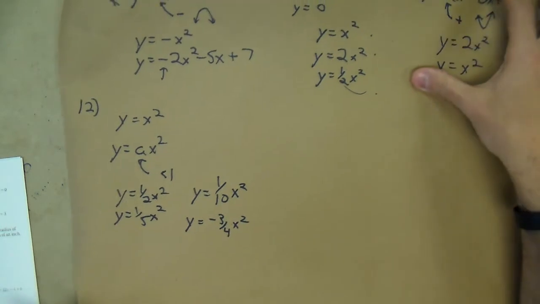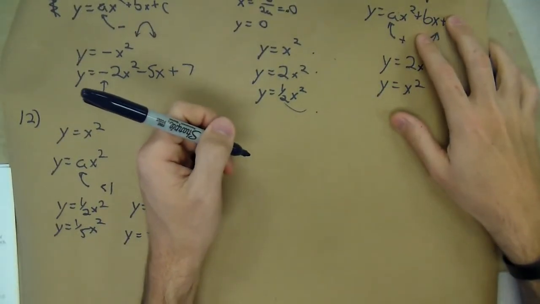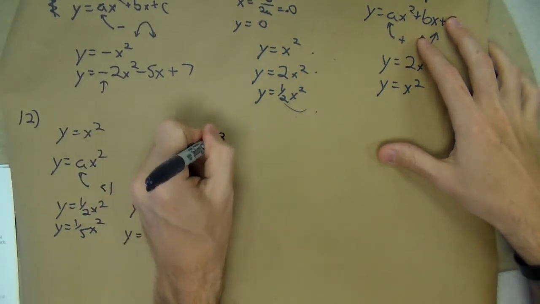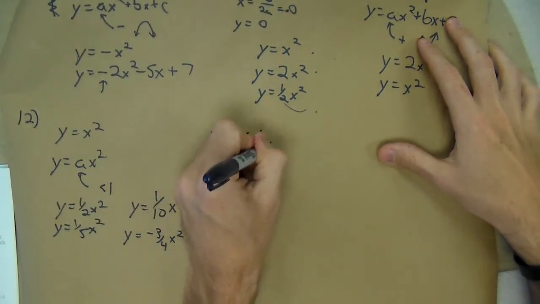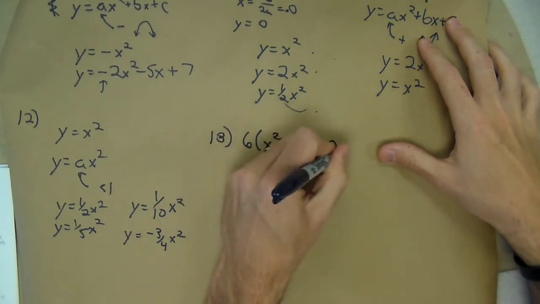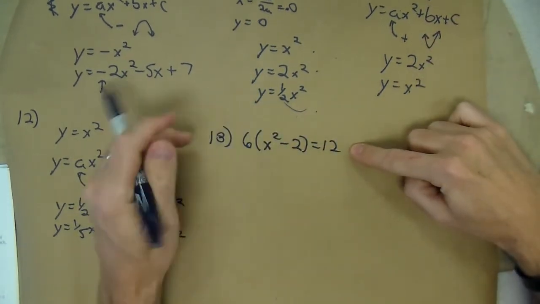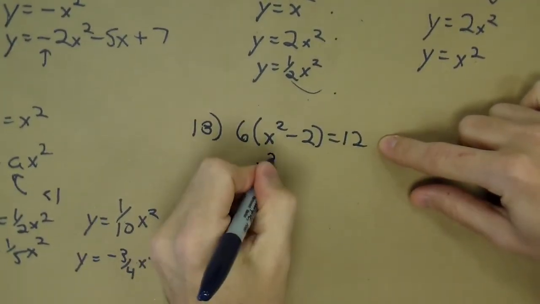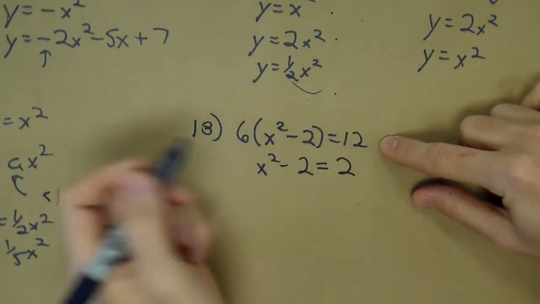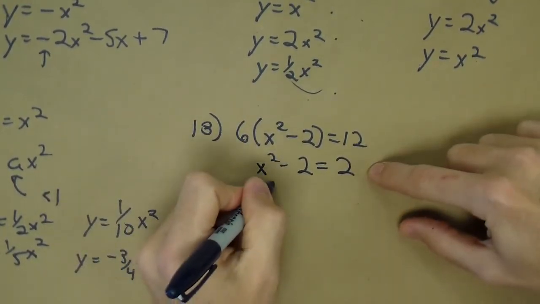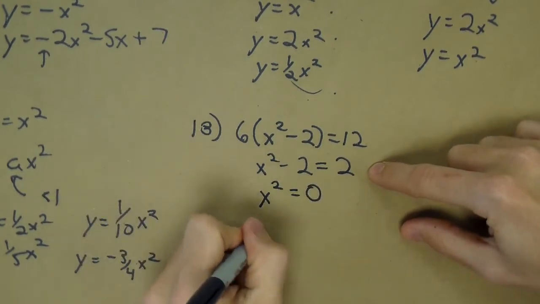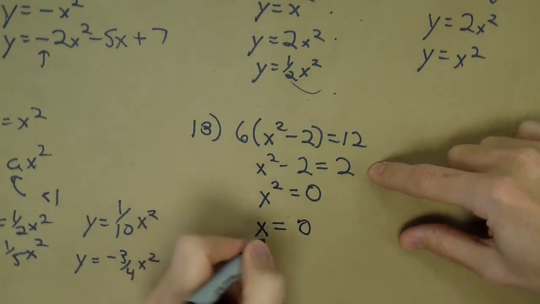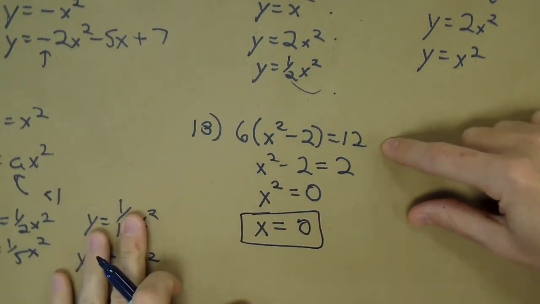Okay, now we jump to number 18. We need to solve the equation. If it has no real solutions, we'll write no solution. So 18, we have 6 times x squared minus 2 equals 12. First thing to do is divide over the 6. Divide that over, I have a 2. I'm going to then add 2 over. I get x squared equals 0. If I take the square root to both sides, the square root of 0 is 0. So my one solution is x equals 0.